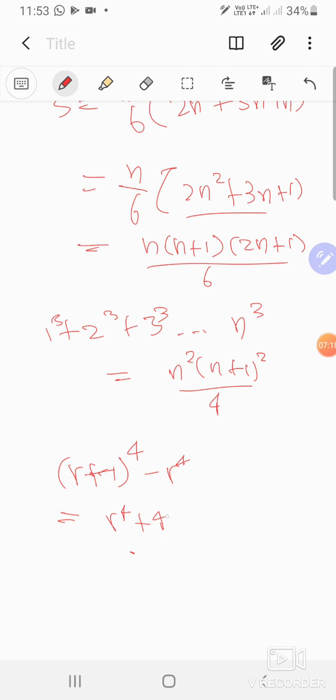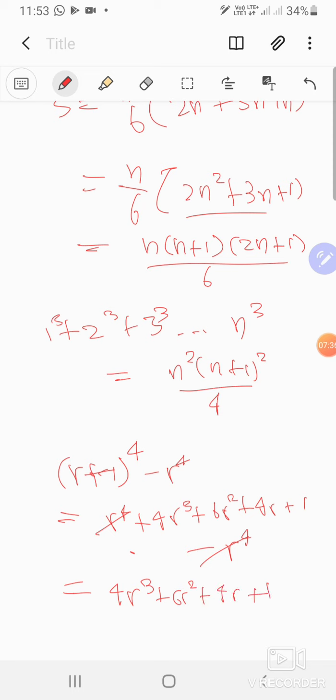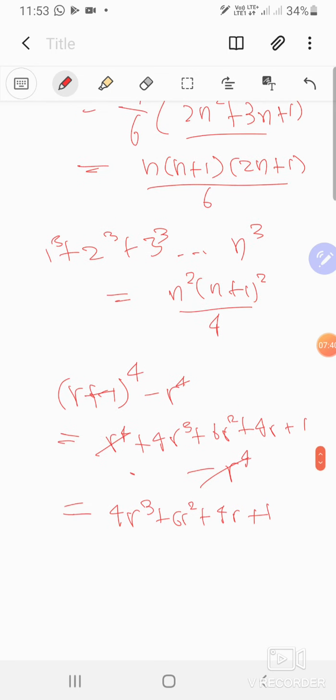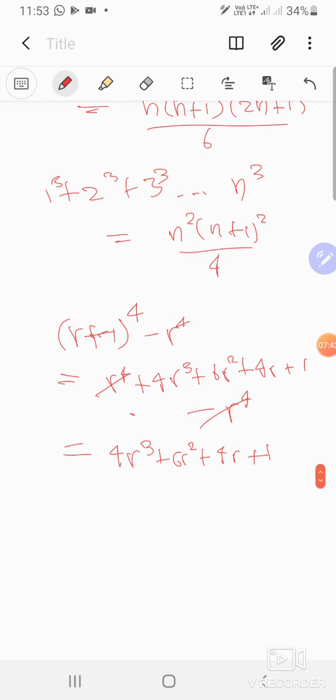Yes. So plus 4r cubed plus 6r squared plus 4r plus 1 minus r to the 4th. This cancels with that thing. Okay, so you have 4r cubed plus 6r squared plus 4r plus 1. Okay, so what can we do with that? Just put the value of r as 1 first of all.